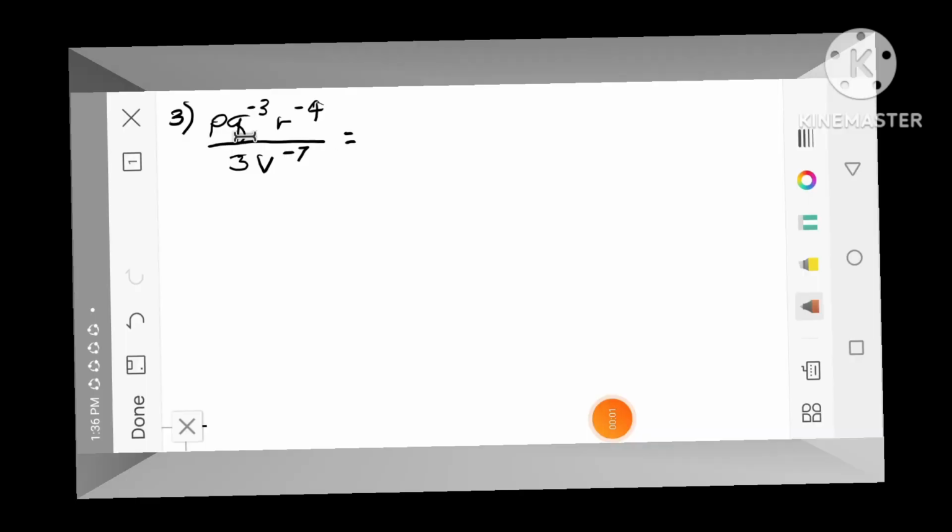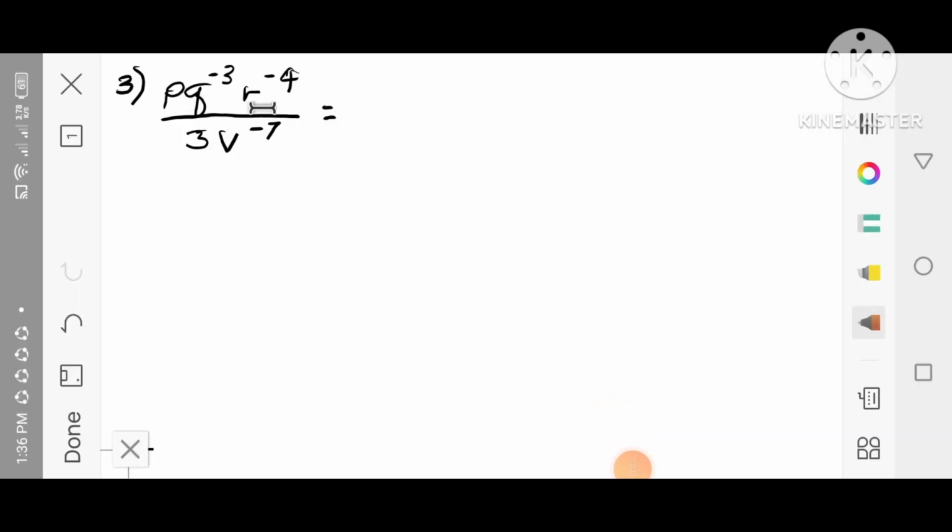Okay? Okay, let's go to number 3. You are given PQ to the negative 3, R to the negative 4, over 3B to the negative 7. So, i-apply natin dito yung shortcut, no? As I said a while ago, kapag yung mga exponent natin negative, akyat baba lang tayo. Now, P remains in the numerator kasi positive naman yung kanyang exponent. Yung Q, mapupunta sa denominator because negative 3 yung kanyang exponent.